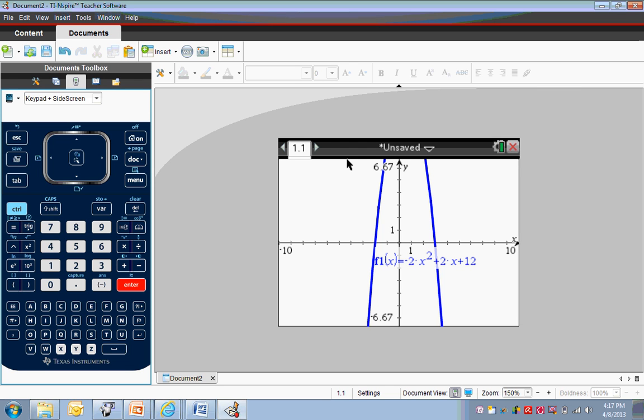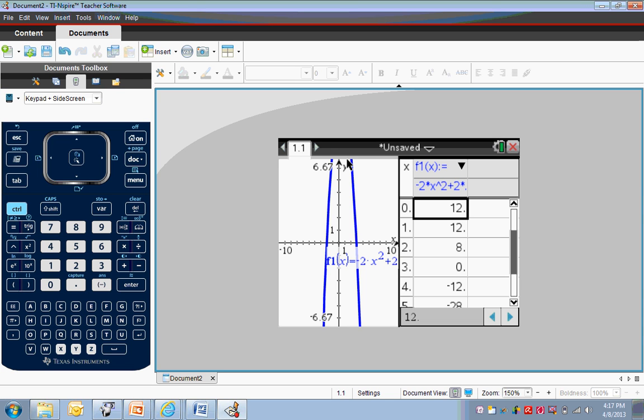Now I'm going to go ahead and come up with my table, and the way I do that is I hit Control T. And now that you have your table, you can go ahead and fill in your x and y values on your review sheet. So when x is 0, y is 12. When x is 1, y is 12. When x is 2, y is 8. And when x is 3, y is 0.